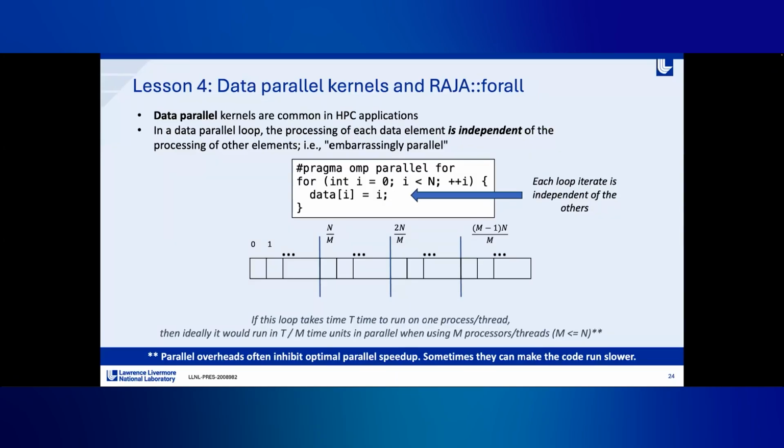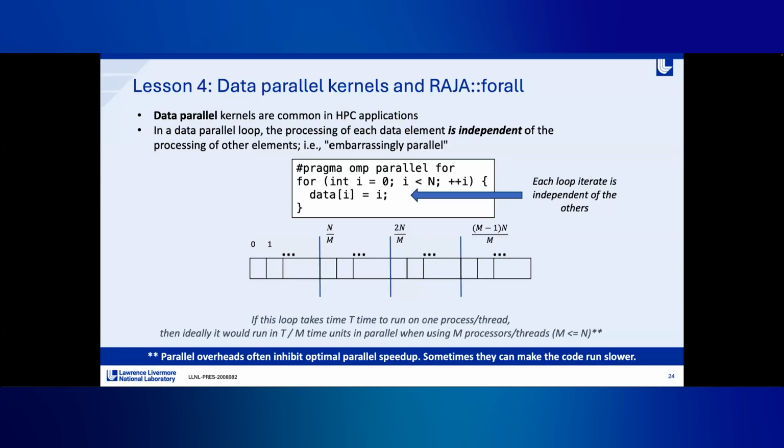So using what Christy just showed us, let's try to parallelize a basic for loop using RAJA. The type of for loop that we're going to parallelize is called a data parallel for loop or a data parallel kernel, and it's very common in HPC applications. This is an example of a for loop that has no interdependence between the iterations. So it's operating on data, and those data accesses are completely independent of each other. This is also sometimes called embarrassingly parallel.